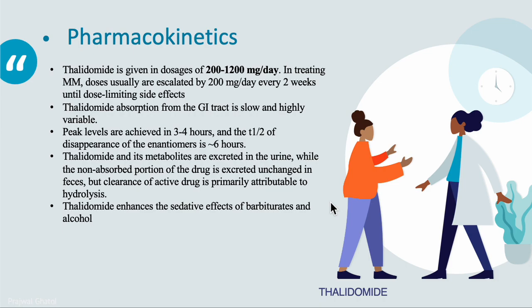The pharmacokinetics of thalidomide: it is given at 200 to 1200 mg per day for treating multiple myeloma. Doses usually are escalated by 200 mg every 2 weeks until dose limiting side effects occur. It is very slowly absorbed in the GIT, and absorption is highly variable. The peak levels are achieved in 3 to 4 hours, and the half-life of disappearance of the enantiomer is approximately 6 hours.